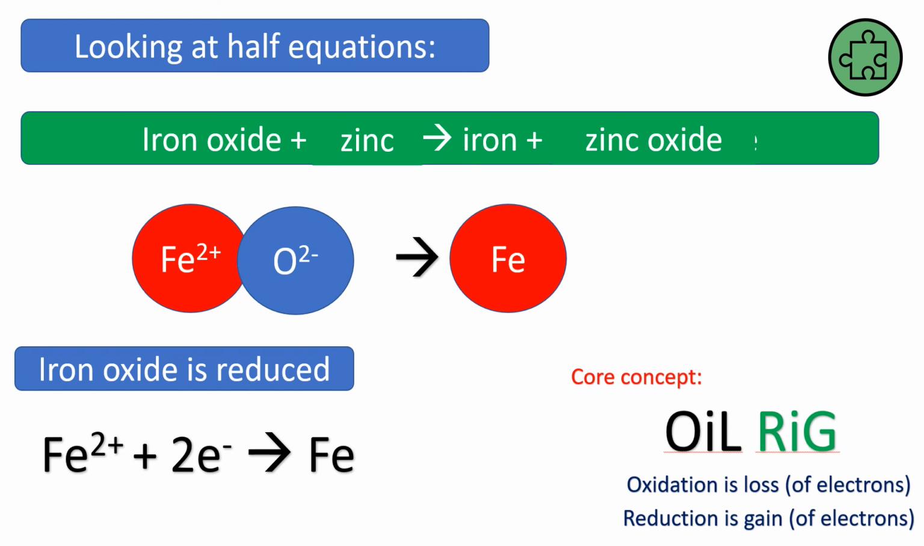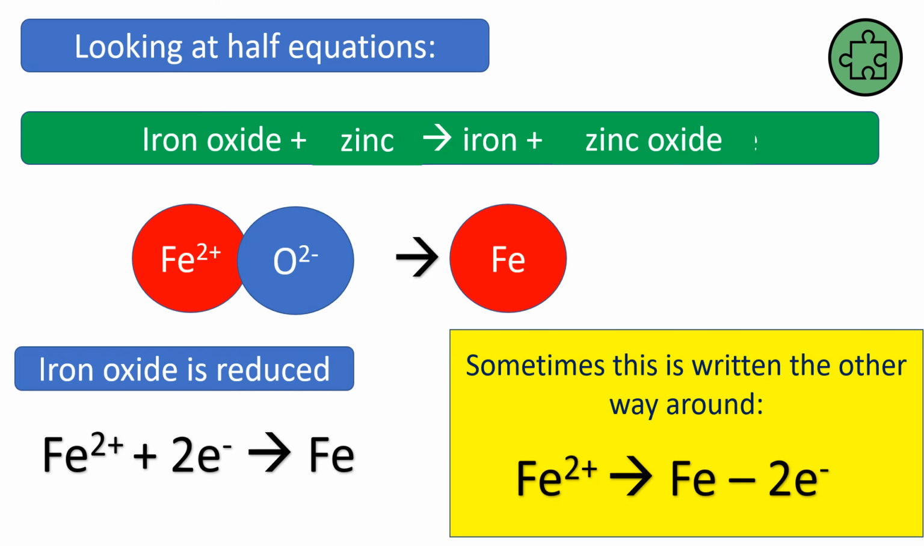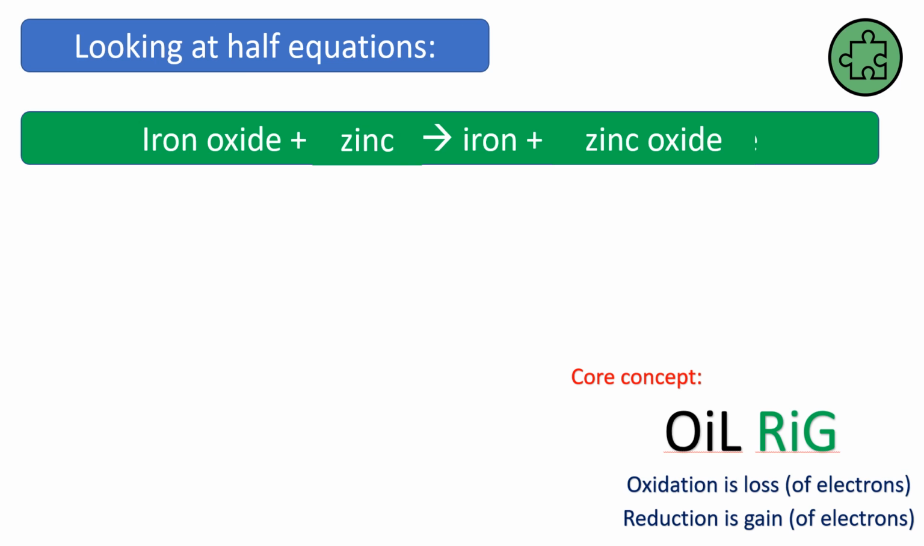Just work your way through it: where do I start, where do I finish, and how do I get there? Sometimes in the exam they write it the other way around. So the Fe2+ is equivalent to the atom taking away these 2 electrons. If you're writing it yourself, you can write it either way. It doesn't matter, you still get the mark, but just be aware sometimes they write it the other way, and it's just a different way of doing it. So obviously that was only the half equation.